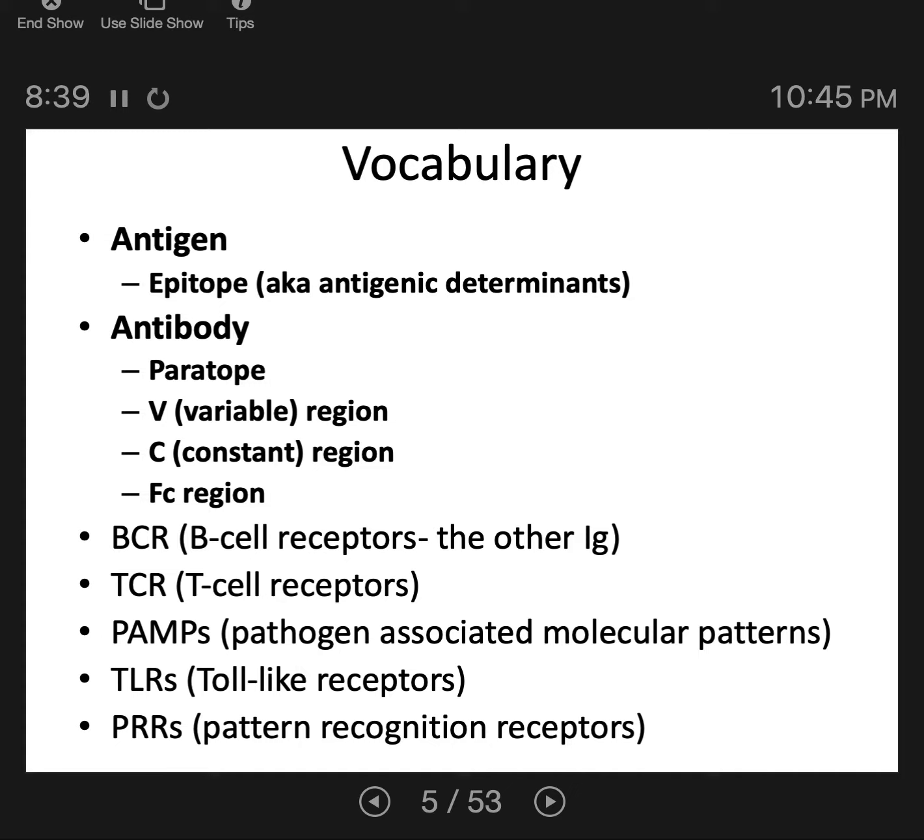An antibody is something that your immune system makes, so it's something native to you. An antibody is built by your immune cells to fight pathogens.